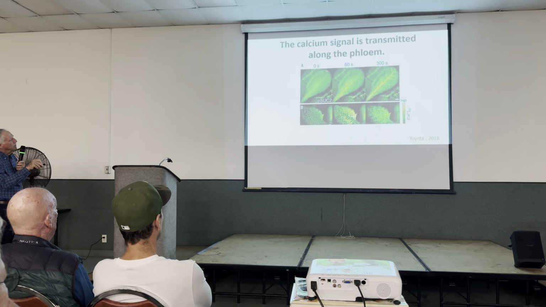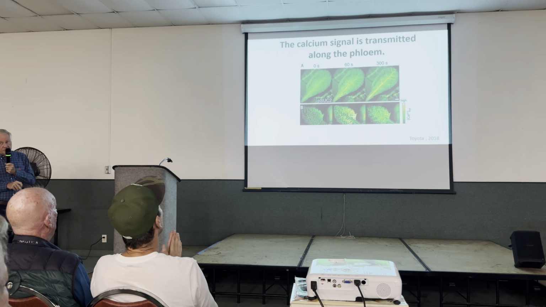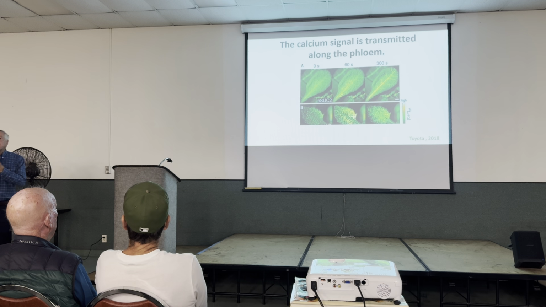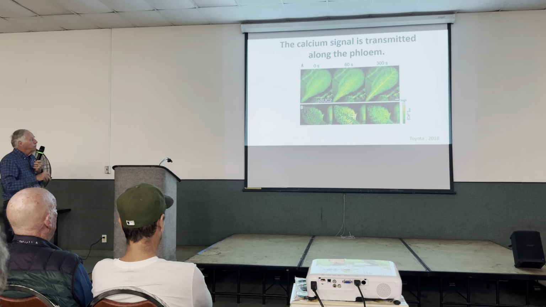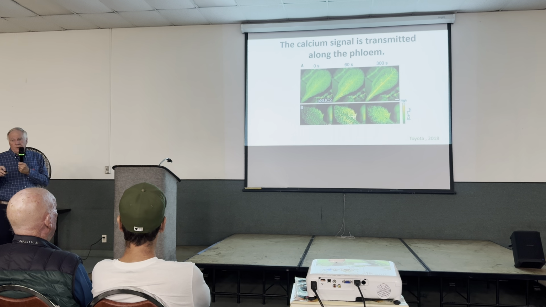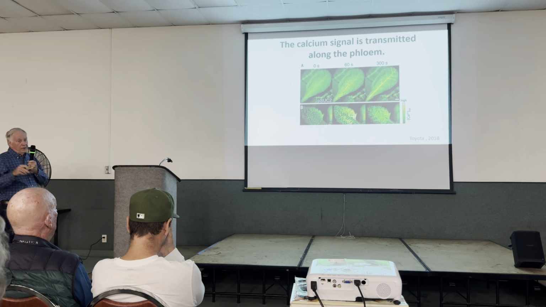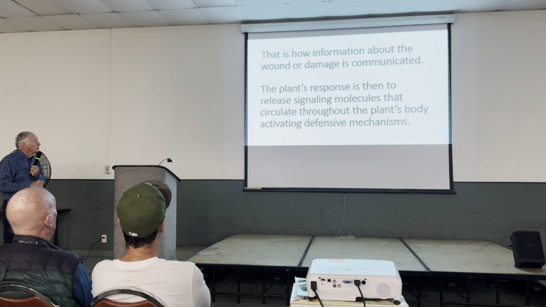And you'll notice here that it took about 300 seconds for the signal to travel through the entire leaf. So that's rather slow compared to a neuron, right? A neuron, within a second, and for short distances within milliseconds. But nonetheless, the information is being transmitted using ion channels, and the plant is able to know what's going on in a different part of the plant. So that's how information about wound damage or insect damage or infection is spread.